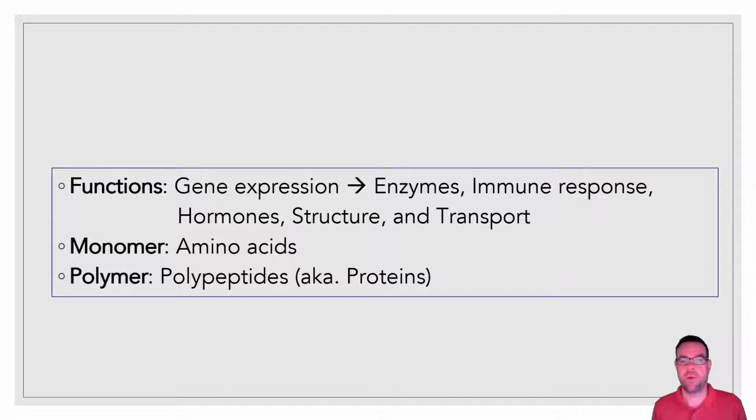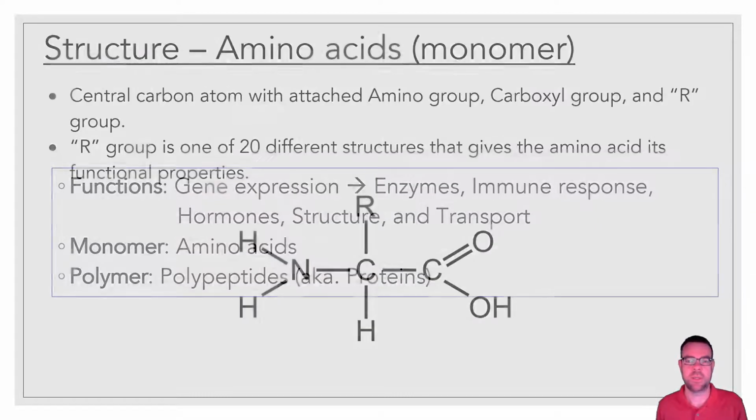So proteins have a wide variety of functions. In fact, being coded for by your DNA, they're the way that your genes are expressed. So we produce things like enzymes for digestion, your immune proteins like antibodies, plenty of hormones like insulin, structure of your body like collagen, and transport like hemoglobin in your blood that transports oxygen. The monomer is amino acids, and the polymer, we call them polypeptides or just proteins.